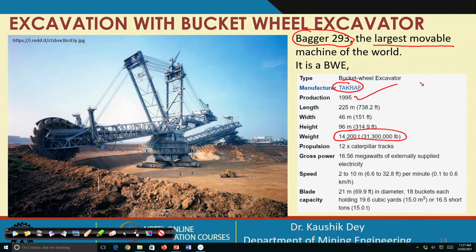And these are the other specifications of the machine. Approximately 17 or 18 buckets are attached to this. Diameter is 21 meter, and it can handle a huge quantity of material in one pass. So, this is the largest machine.